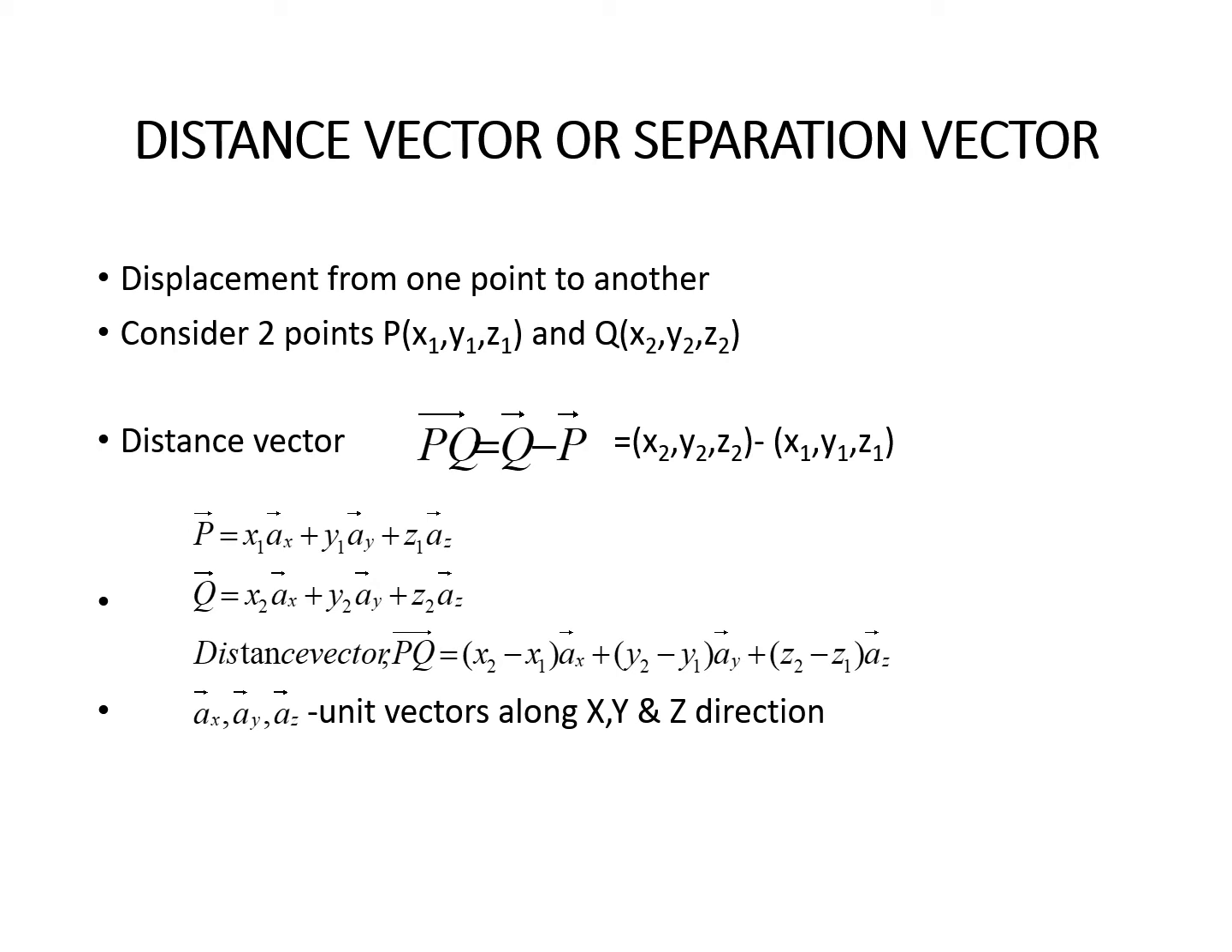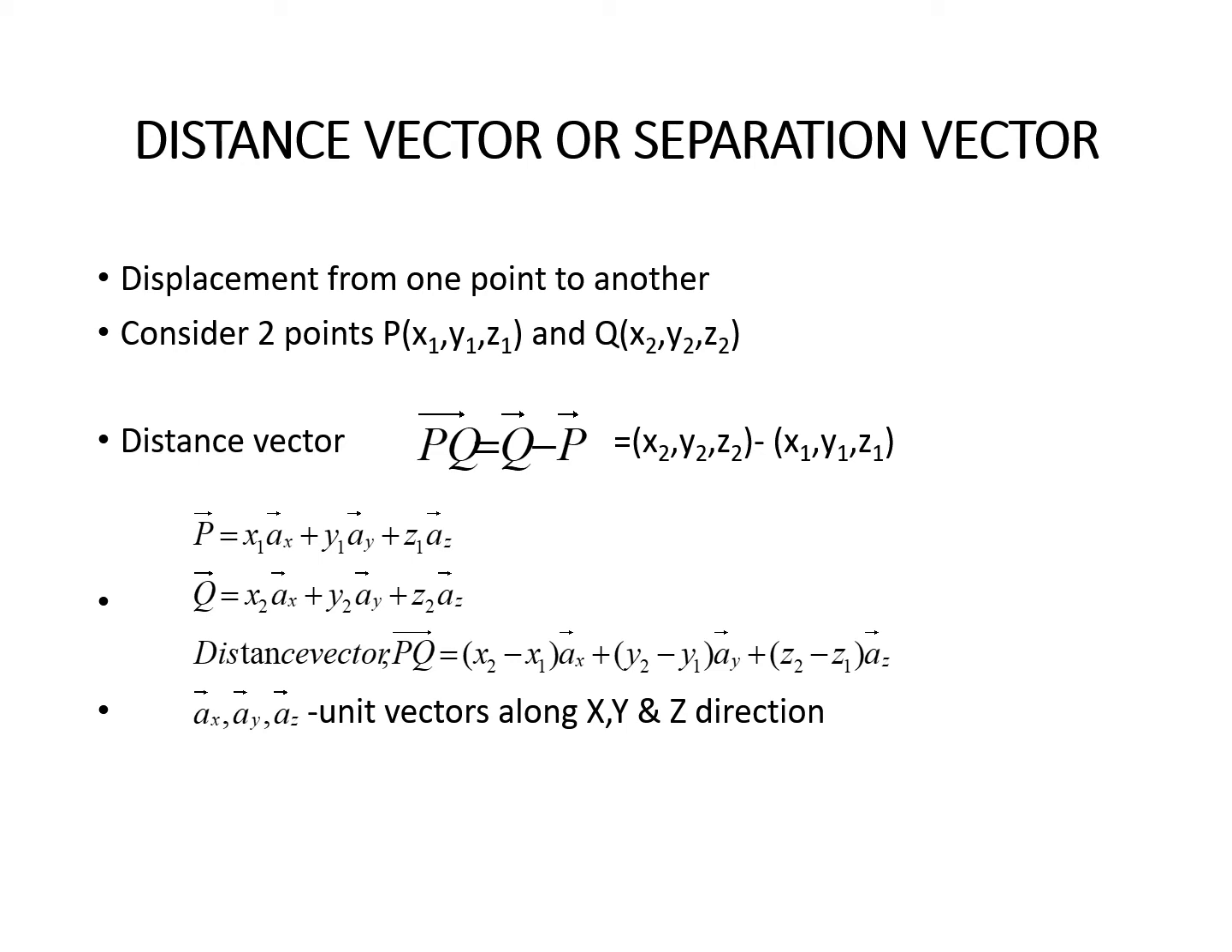The distance vector PQ vector is equal to Q vector minus P vector. That means it starts from P point and ends at Q point. P is the starting point, Q is the terminating point. So distance vector is normally equal to terminating point minus the starting point. Consider the PQ vector. P is the starting point and Q is the terminating point. So that is equal to terminating point minus the starting point. So Q vector minus P vector.